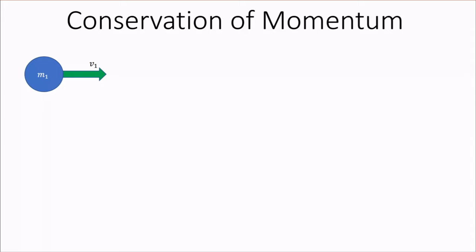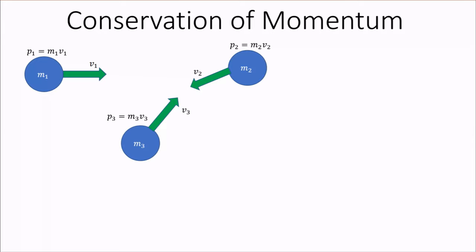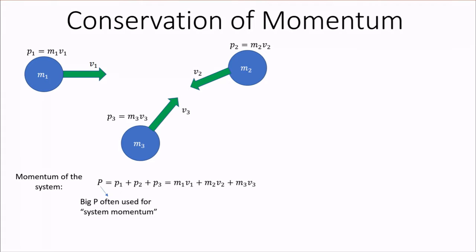Before, we talked about momentum of a single particle. To find the momentum, we simply take that particle's mass and multiply it by its velocity. However, we can also consider the momentum of a group of particles, also called a system of particles. To find the momentum of the system, we simply find the momentum of each particle and add them together.